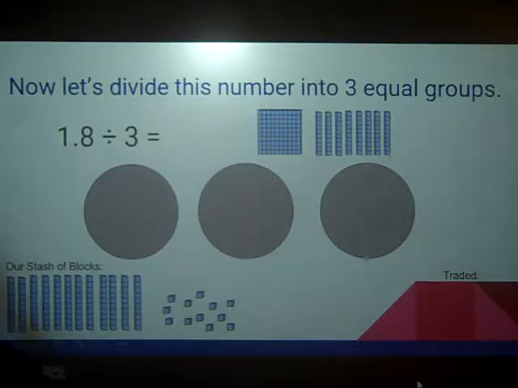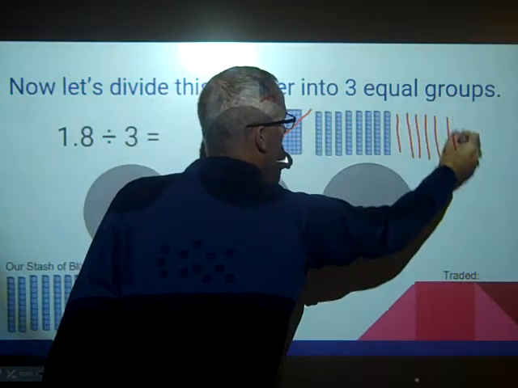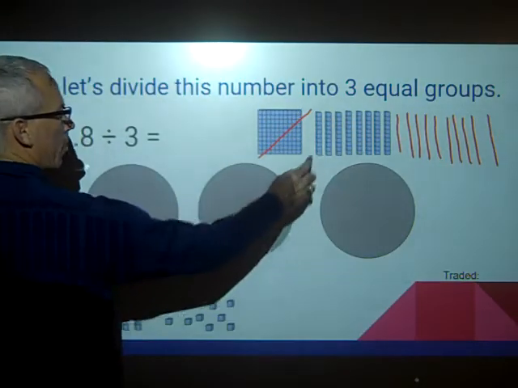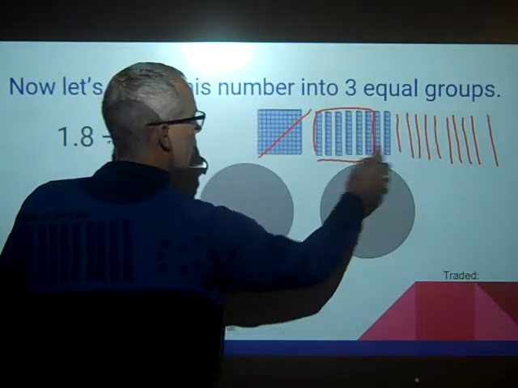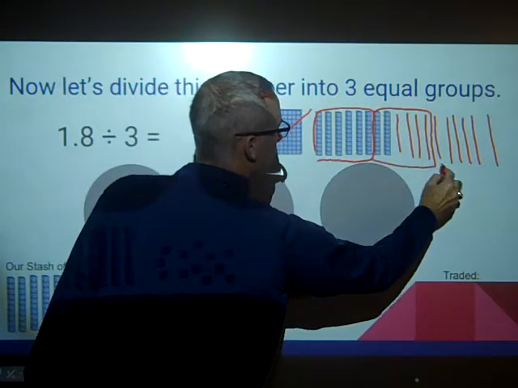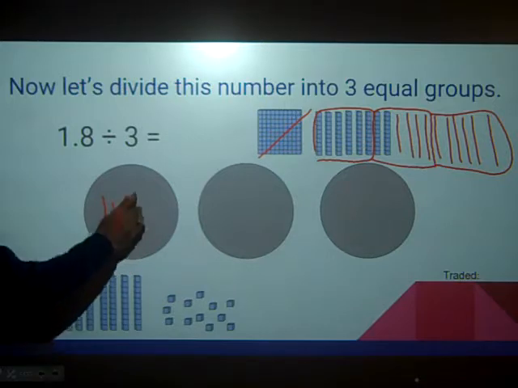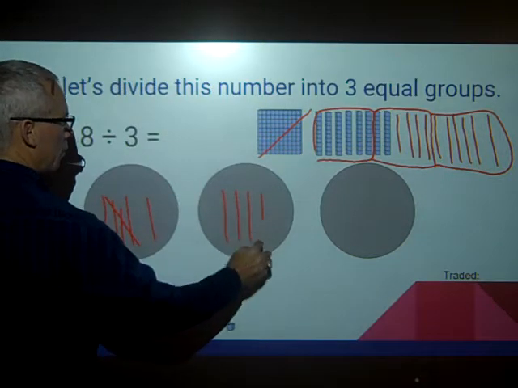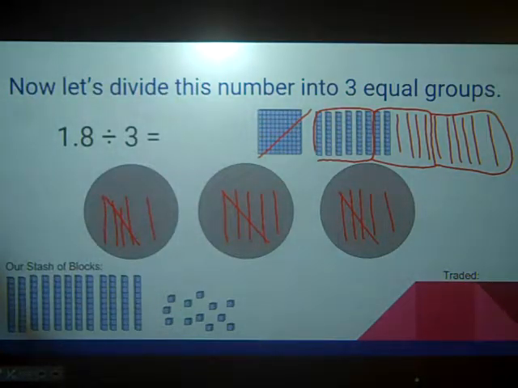What is 18 equally divided by 3? 6. So, if I take and I break this into 10, 1, 2, 3, 4, 5, 6, 7, 8, 9, 10. 1, 2, 3, 4, 5, 6. There's that group. 1, 2, 3, 4, 5, 6. There's this group. And 1, 2, 3, 4, 5, 6. There's that group. So how many will be in each group? Six. That make sense? Yeah, I like that, right? Is anything difficult about this? So far, does anybody have any questions about how we're breaking our decimals up?